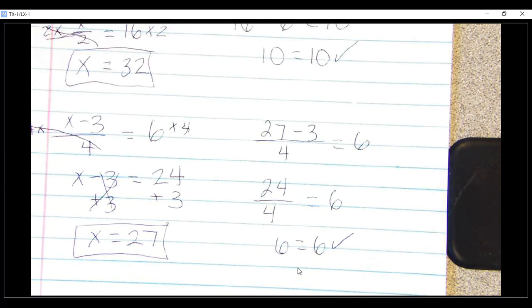Great job. Another 100%. Please make sure that you are following your steps. Please identify what is the closest operation to the variable, and you will do great. Practice makes perfect, so make sure you are looking at both sets of notes and trying your best.